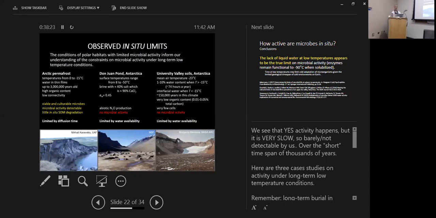So we know that even under those very thin films of water, -15 degrees, and low conductivity, yes, some activity occurs. But it does seem to be very little activity, because we see very little degradation in situ of the soil organic matter. A lot of the permafrost in the Arctic is very rich in organics. This is a good example of some organic rich permafrost.